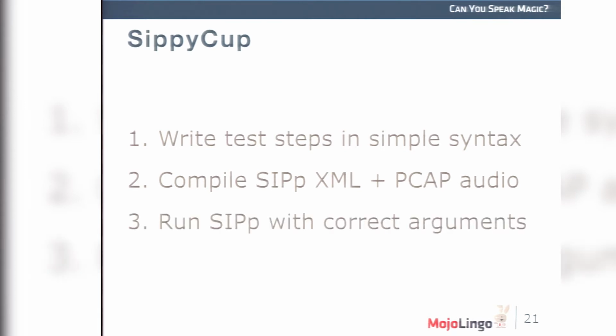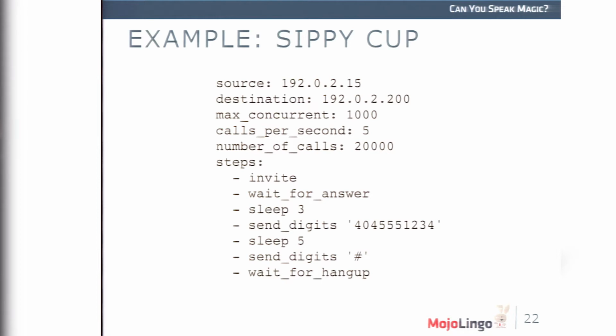The third thing that SIPPY Cup will do for you is it will run SIPP for you. It will actually figure out the right arguments and pass them to SIPP so you don't have to remember them. So I want to make this really clear. The first couple steps I showed you with all that XML floating by and the really long SIPP arguments, both of those things are fully contained right here. This is a complete SIPPY Cup test scenario.